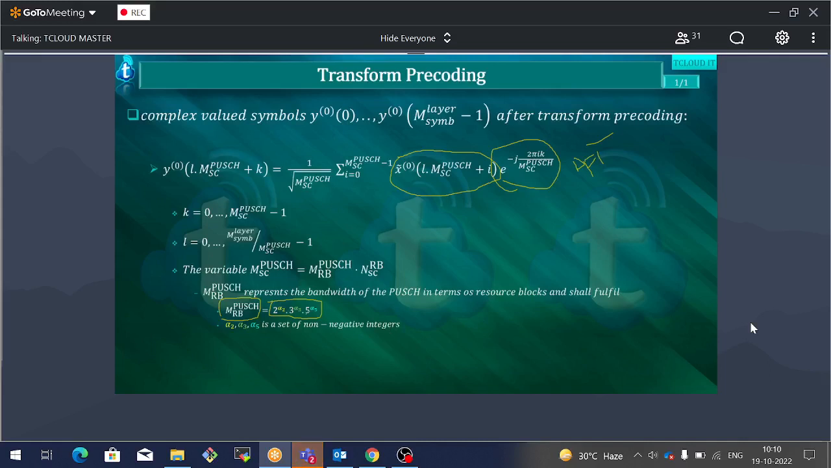Now, how does this mechanism work? How many resource blocks are allowed? For example, by looking at this, can anyone of you tell me, is allocating 13 resource blocks for the mobile equipment for its PUSCH operation allowed or not allowed?